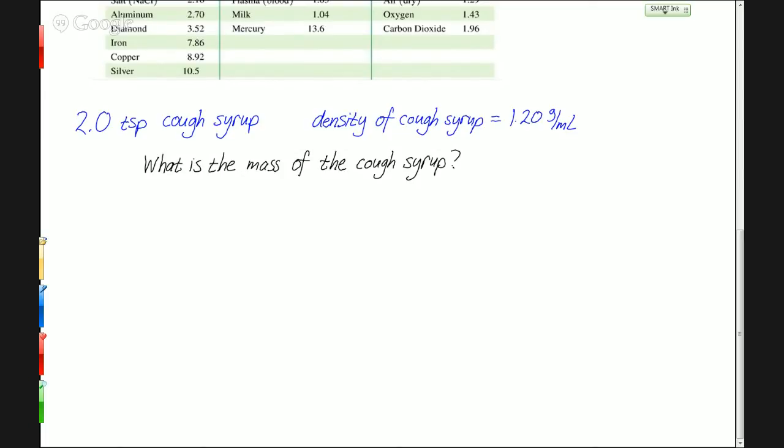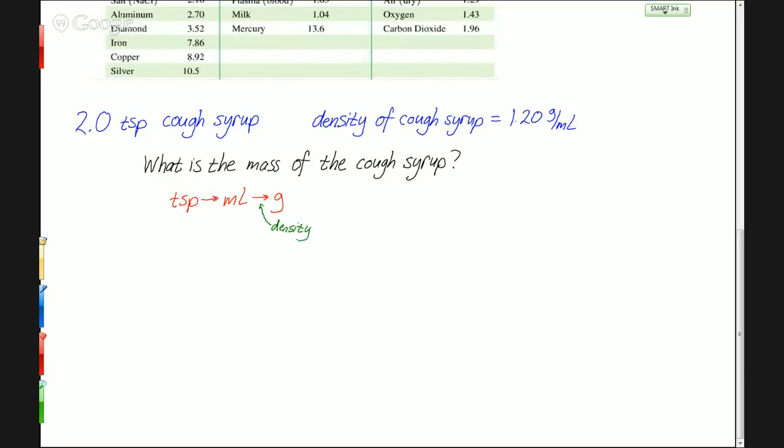We're going to go teaspoons to milliliters to grams. For this milliliters to grams step, we can use the density, because the density tells us how many grams are in each milliliter. How do we find teaspoons to milliliters? Yeah, we have to look that one up. Does anybody know how many milliliters are in a teaspoon? Close. It's 5. 5 milliliters in a teaspoon.